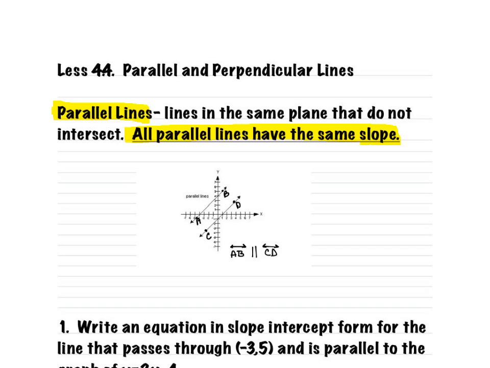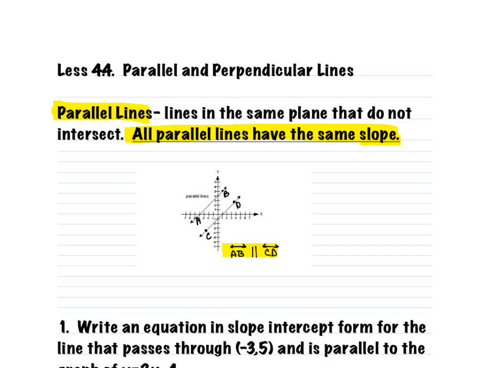I want you to notice how we denote parallel lines. Line AB is parallel to line CD. The reason that they're parallel is because these two lines have the same slope. They have the same incline, exact same slope. They're never going to touch. No matter how far you extend them, those two lines will never intersect.